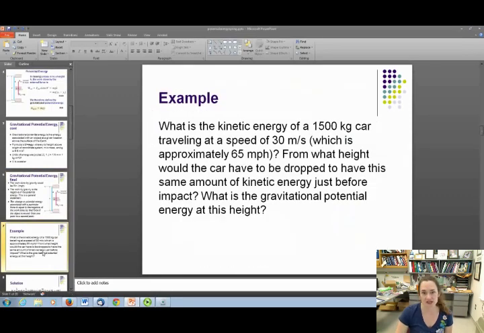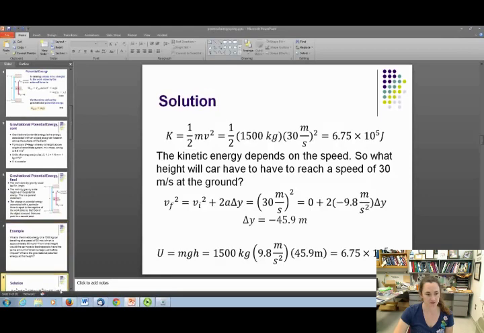All right, let me do an example problem for you. What is the kinetic energy of a 1,500 kilogram car traveling at a speed of 30 meters per second, which is about 65 miles per hour? From what height would the car have to be dropped to have the same amount of kinetic energy just before impact? And what's the gravitational potential energy at that height?